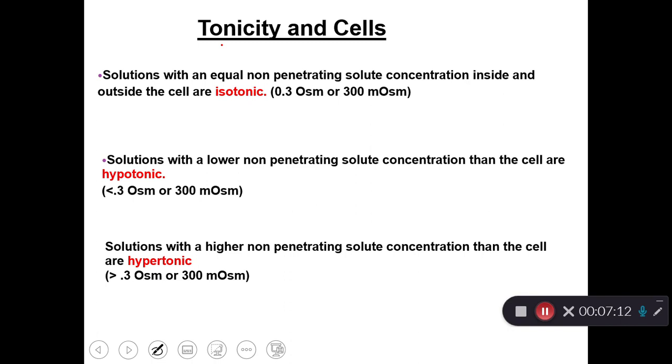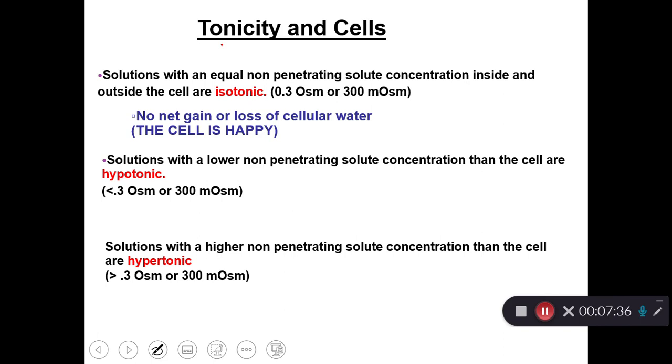The tonicity inside the cell is 300 milliosmoles. So what happens to the cell if you put that cell in an isotonic solution? So it has the same tonicity as inside the cell. So here, the cell stays the same. Water will not move in or out.